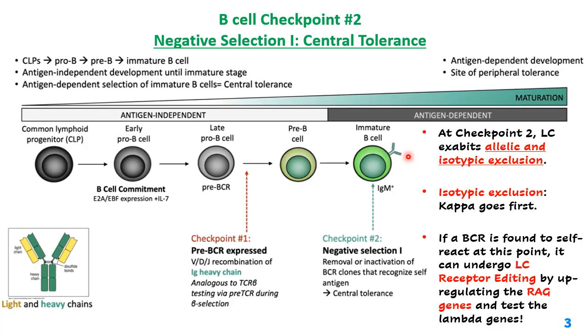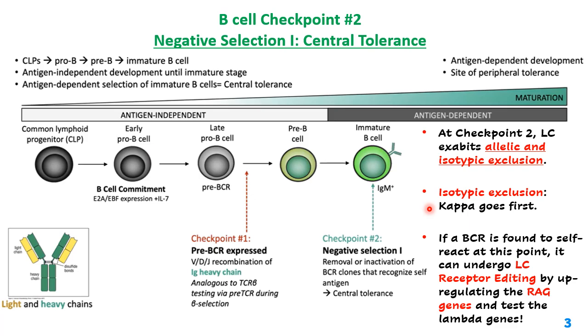First you're going to do your allelic exclusion with isotypic exclusion that is going to favor kappa. If kappa fails, then you go for allelic exclusion of your lambda. So first you use up the kappa. If they don't work, then you go for the lambdas. So at this stage, the B cell receptor has 4 chances of getting the light chain correct.